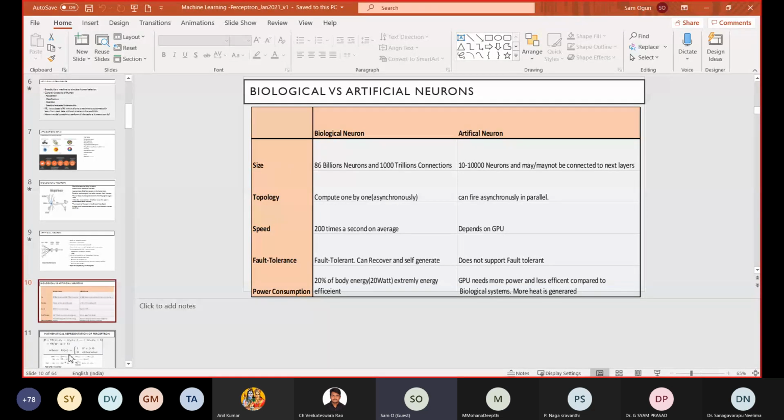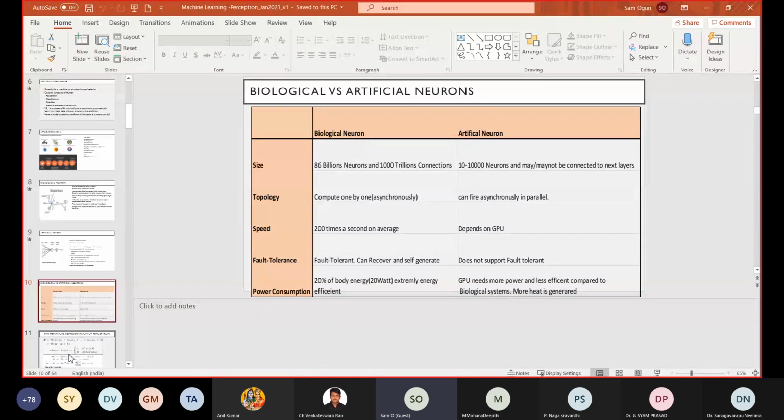While in an artificial neuron, it all depends on your CPU or a GPU or a cloud. It all depends upon the machine. It is machine dependent. With a machine of higher speed, your speed will be much faster.